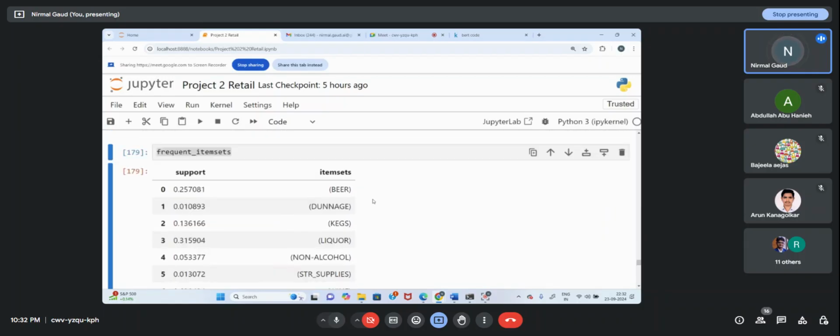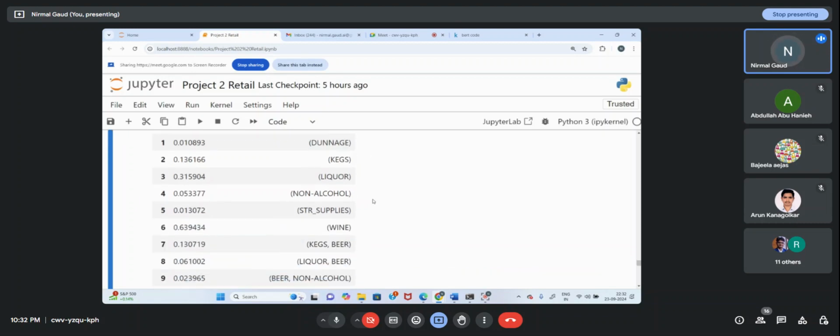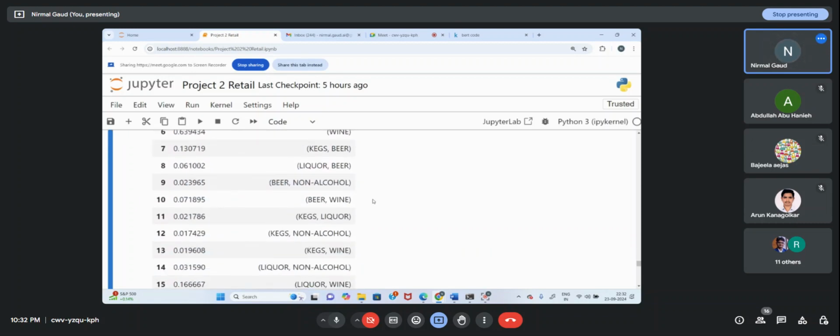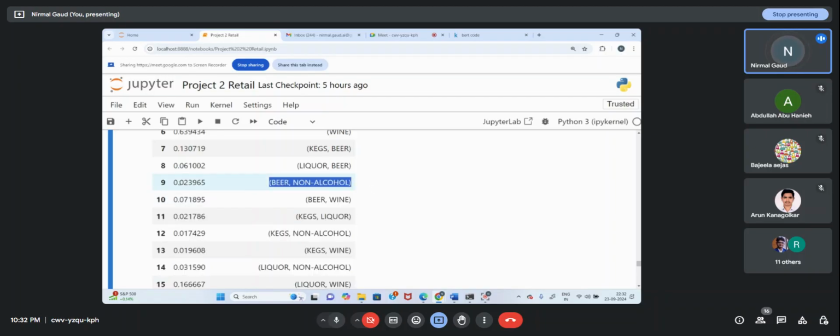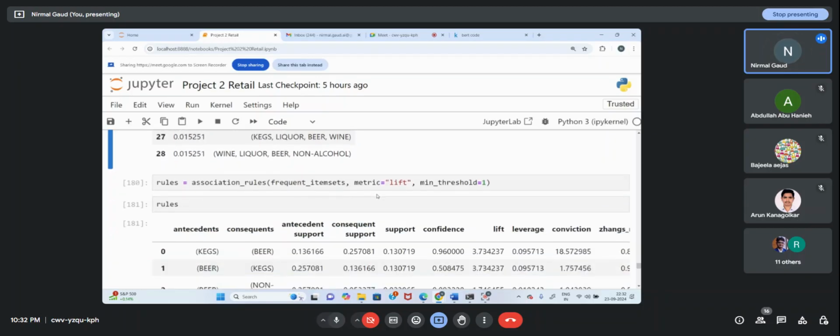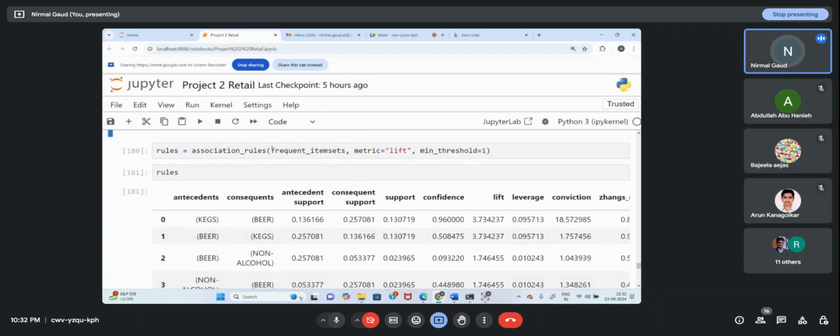If someone asks you what is purchased, and then after that what is purchased, you can tell them these are the combinations, and here is the support for them, showing how the items are sold. I got the frequent item sets.